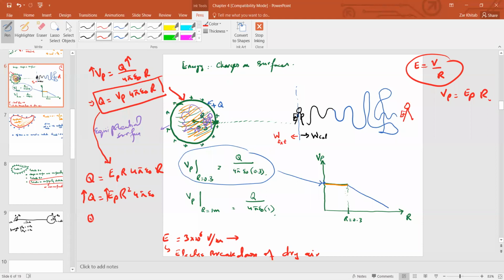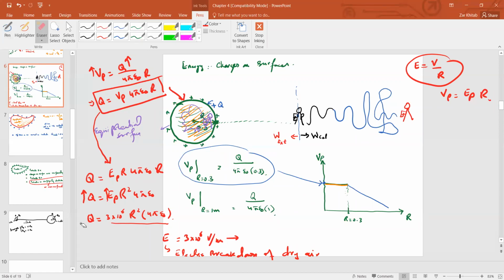So if I say Q is 3 into 10 to the power 6, R squared into 4 pi epsilon naught, I have this equation. At this very moment, if you try to raise the charge, it will simply not be occupied. If you further raise the charge, it will simply escape from the structure. You'll not be able to put more charge than this number on the structure.